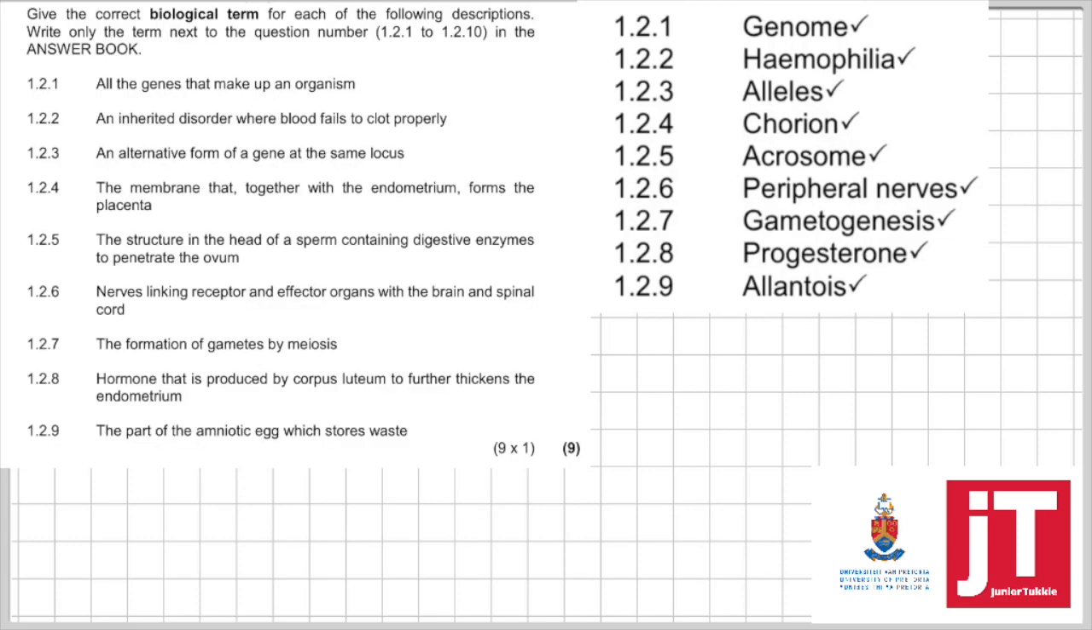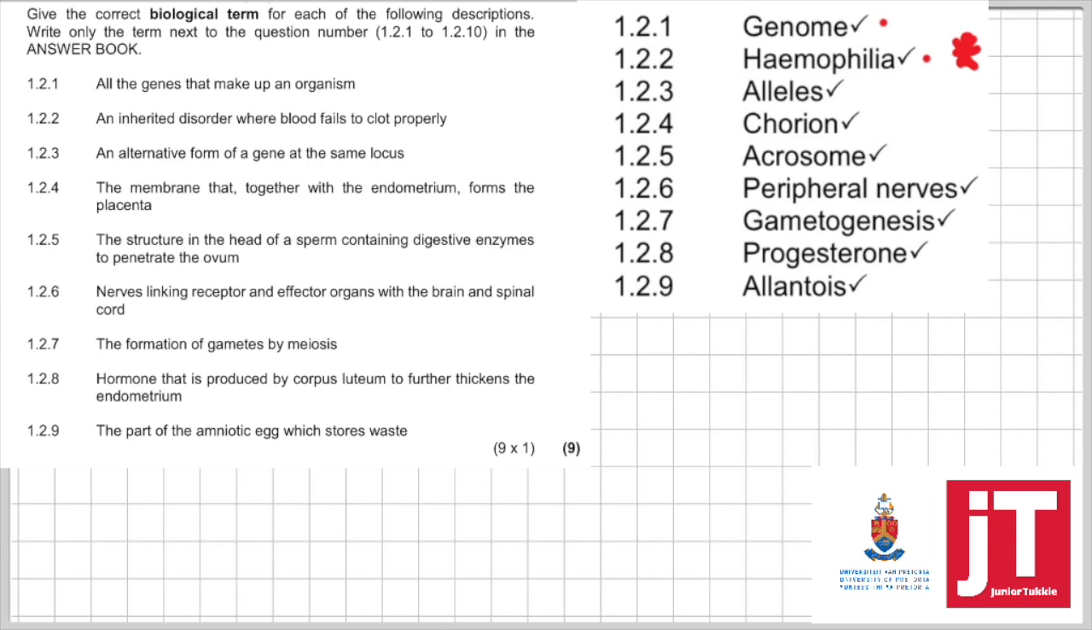Right, 1.2. Give the correct biological term for each of the following descriptions. Write down only the term next to the question number in the answer book. Right, 1.1. All the genes that make up an organism, we should know that that is a genome. 1.2. An inherited disorder where blood fails to clot properly, that we know is hemophilia. Take a note of the spelling of the word hemophilia.